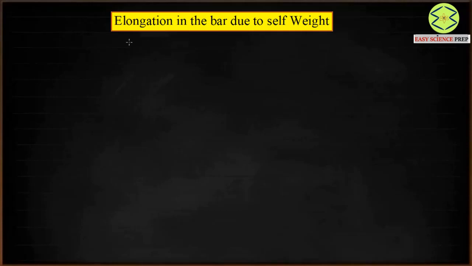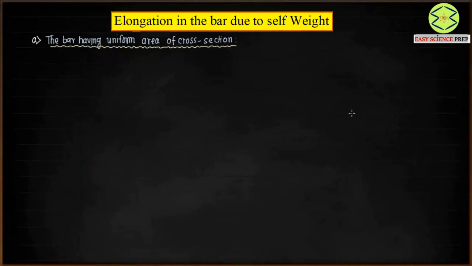Welcome friends. In today's topic, we are going to learn how to find the elongation in the bar due to its self weight. So let's see. In this we have two possible cases. The first case is when the bar has uniform area of cross section. Now let me show you the case.